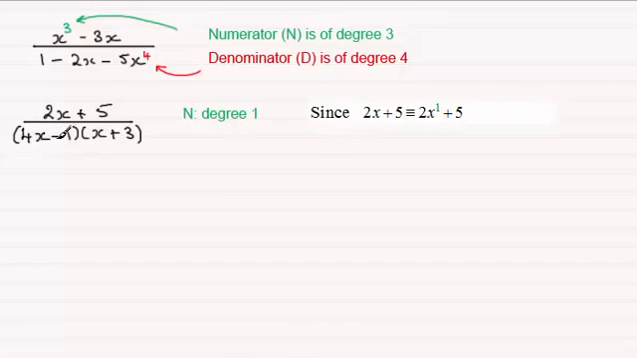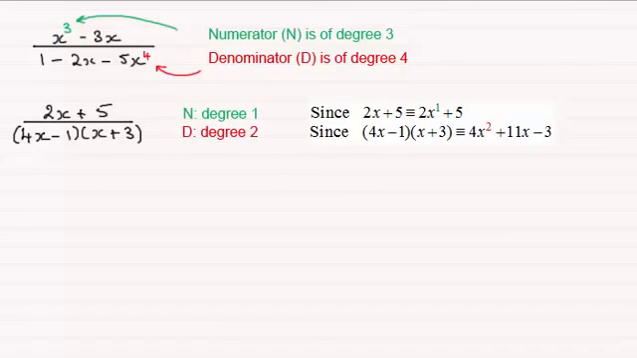And what do you think the degree of the denominator is going to be? Well, if you were to expand out the two brackets, then what you would get is a quadratic, 4x squared plus 11x minus 3. So you can see here the highest power is the 2. So the denominator is going to be of degree 2. So hopefully you got the idea then what we mean by degree.